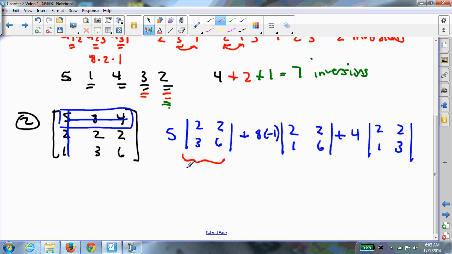This matrix here is called the minor entry. So this one would be the minor entry if I took out row 1, column 1. This would be the minor entry if I took out row 1, column 2. And this would be the minor entry if I took out row 1, column 3.